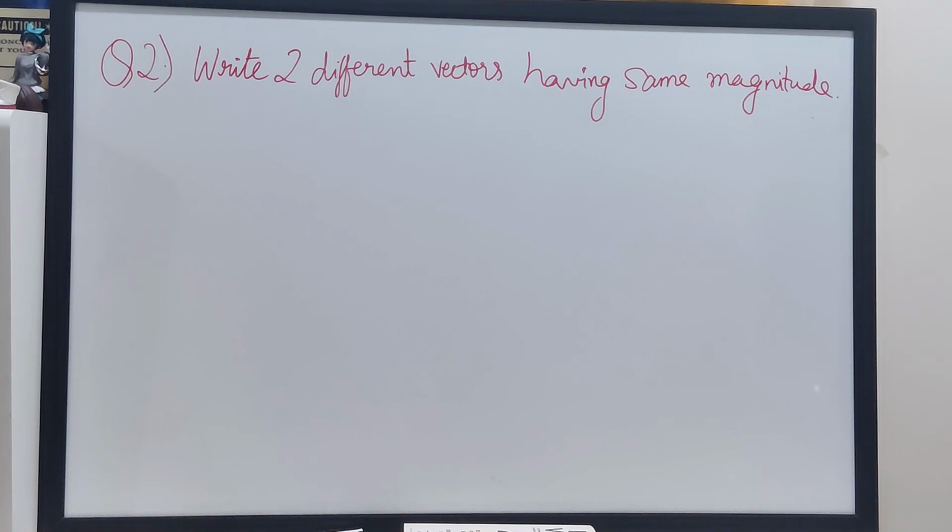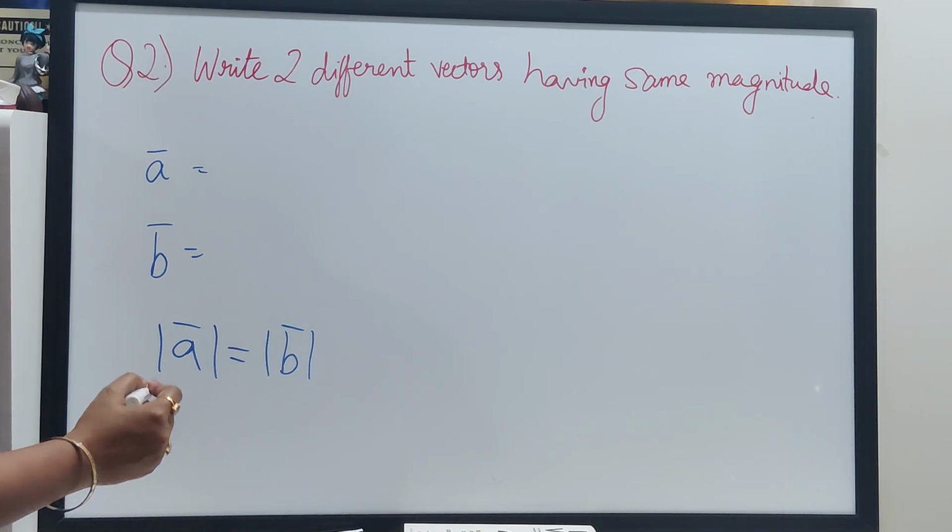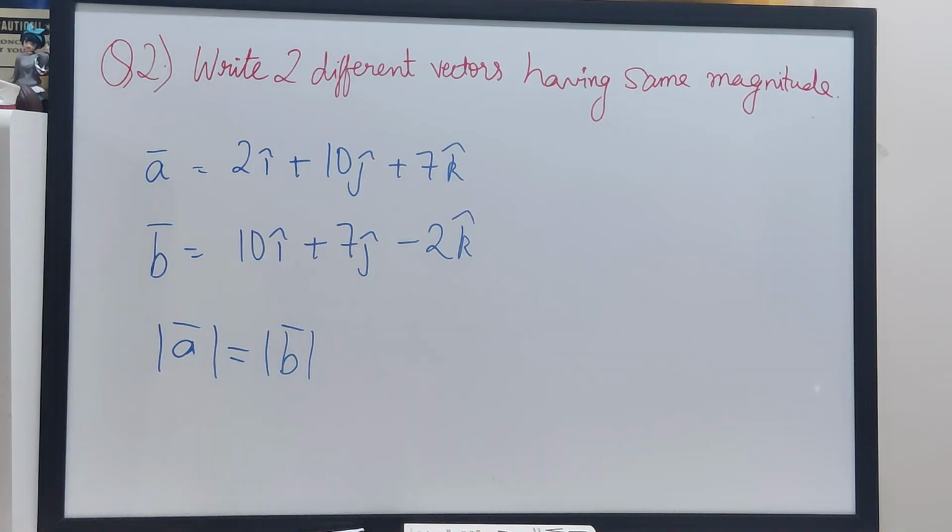Next question, you have to write two different vectors that have the same magnitude. So what you can do, suppose for A you have given 2i cap plus 10j cap plus 7k cap, just remember one thing, the magnitude will be the same only when you have the same x, y, z values.